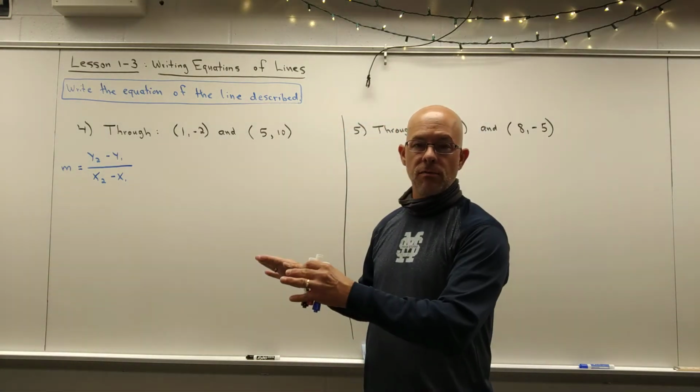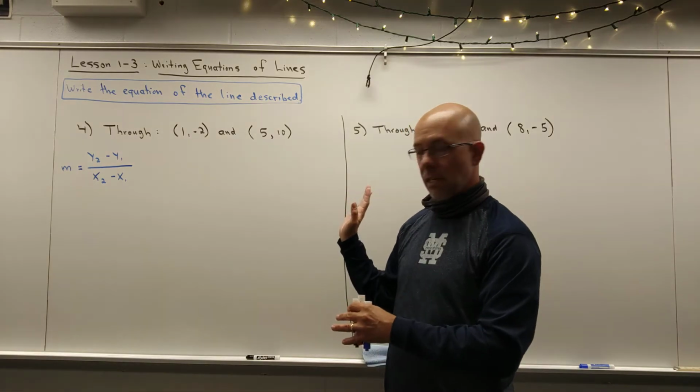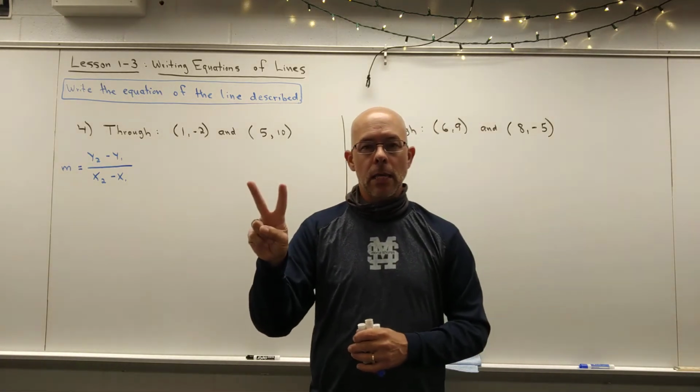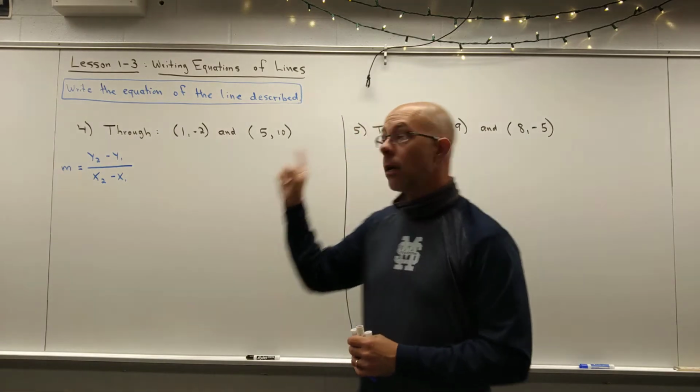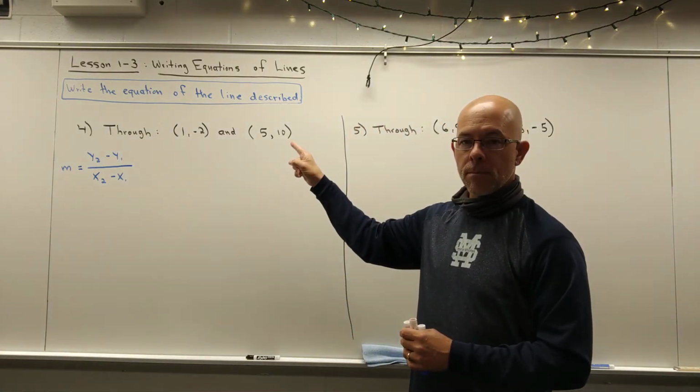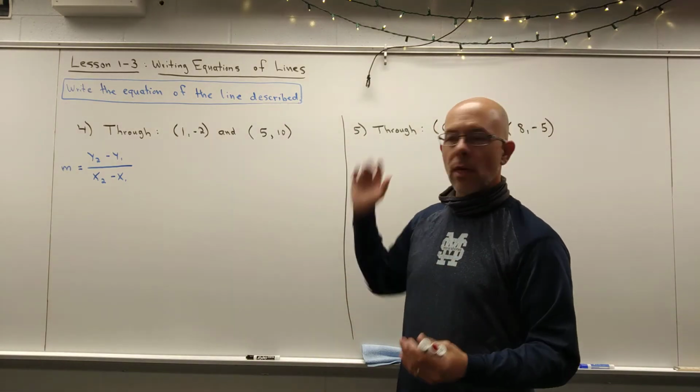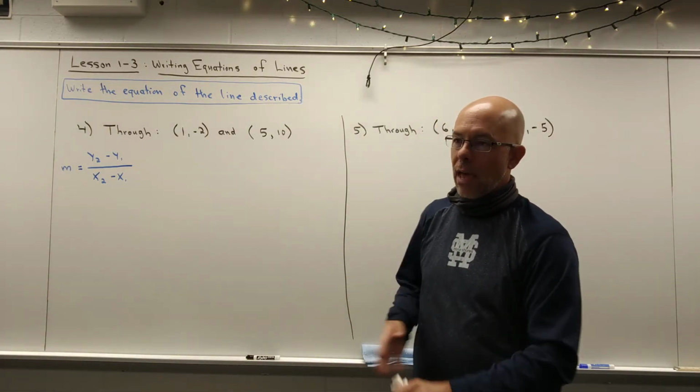And I said in the first segment, the first 3 examples, to write the equation of a line, 2 things need to be known by you. 1, what is the slope? That I don't know this time. And 2, what is the y-intercept? I still don't know that. I didn't know that in the first 3 examples, and I still don't know that.